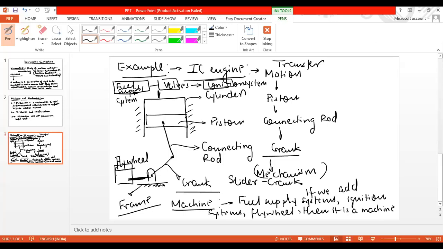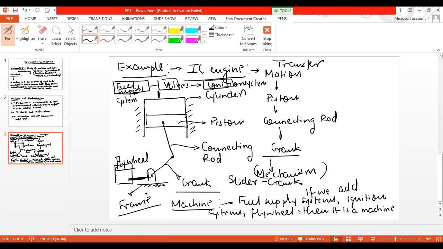No, sir. What if we don't have the fuel system and ignition system, but the flywheel is there? Then will it be a machine? Unless you are getting this energy at the flywheel, you will not call it a machine. If you remove all this system and you are not getting any energy at the flywheel, you can easily consider this flywheel as a frame.